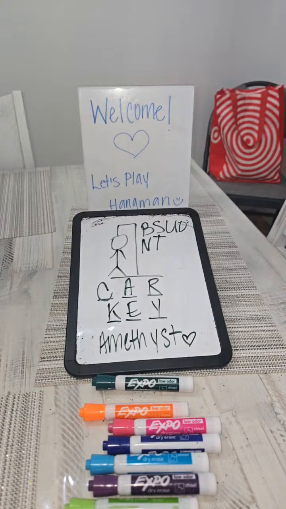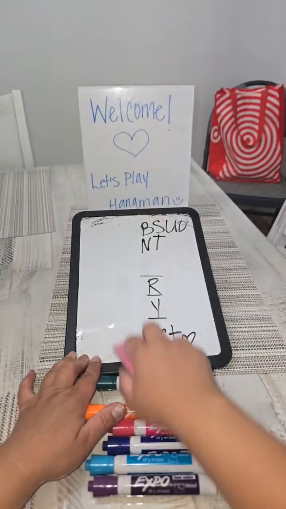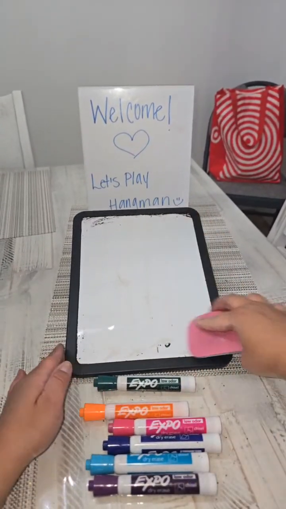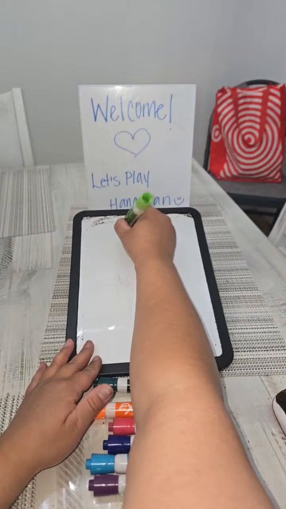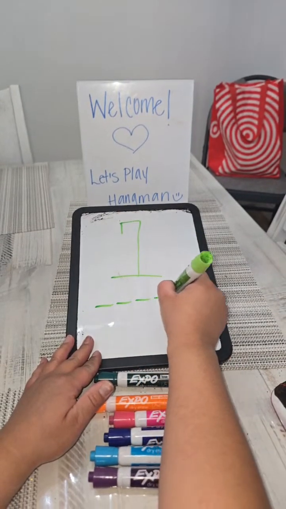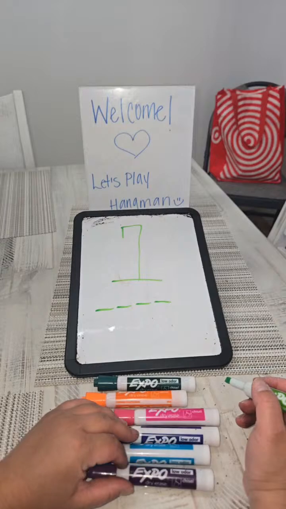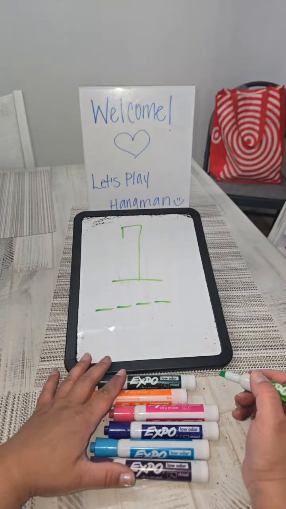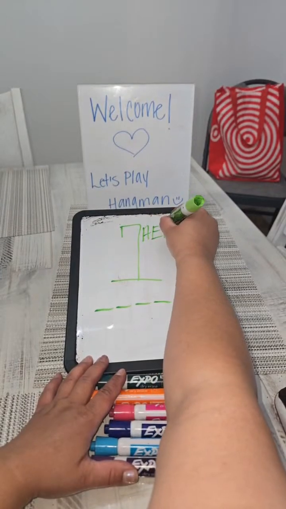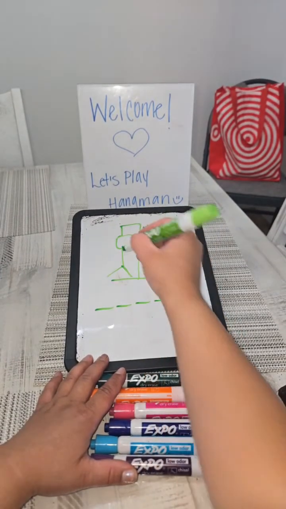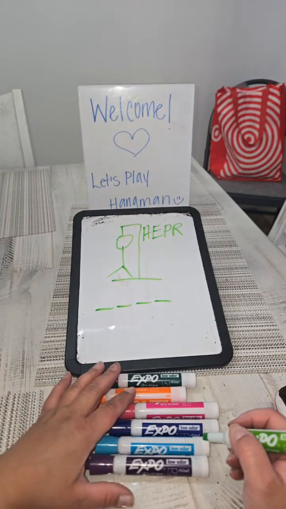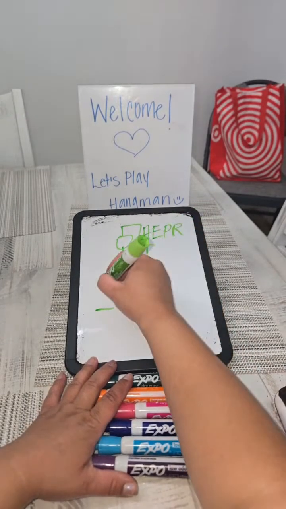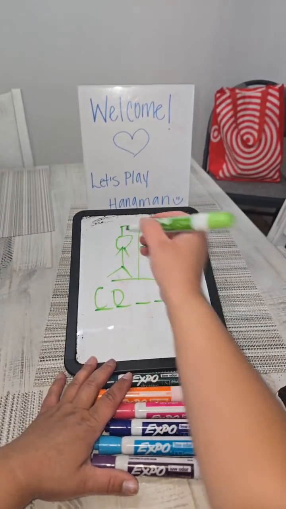Okay, moving on to the next one. The next one is four letters. And begin. A-E-P-R. All four of those are not part of the word. T-C-O-D.